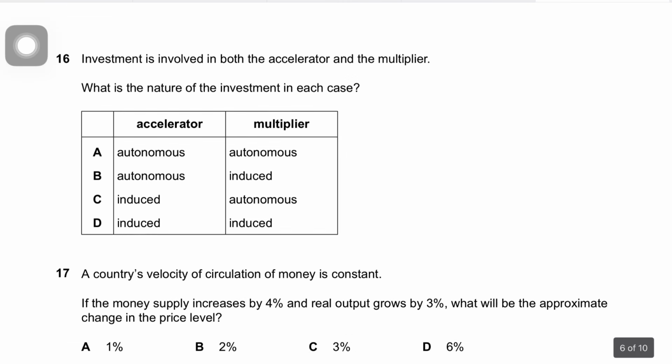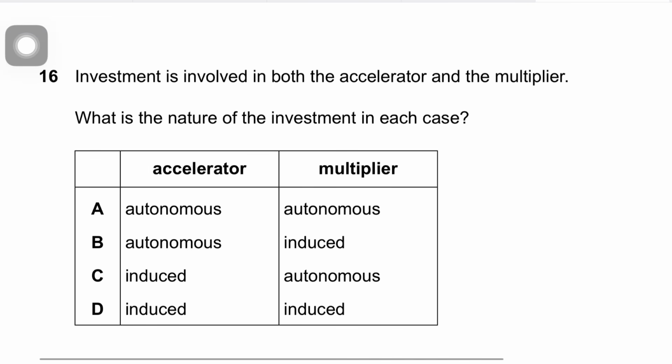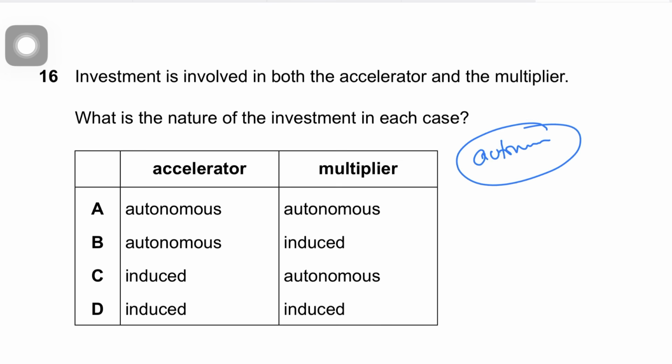Now coming to question number 16. It says investment is involved in both the accelerator and the multiplier. What is the nature of investment in each case? Now in the multiplier, the original increase in investment, investment being an injection, by the way, is usually autonomous investment, because it's an injection.